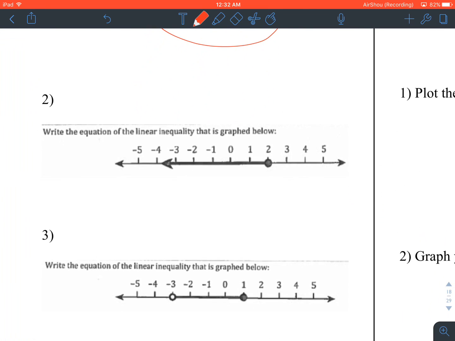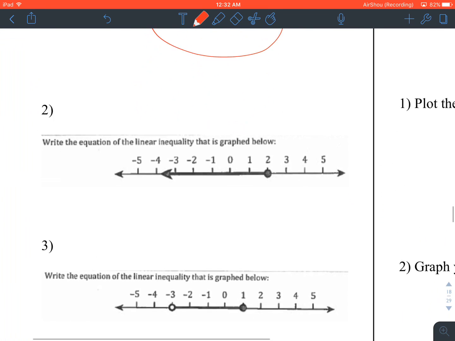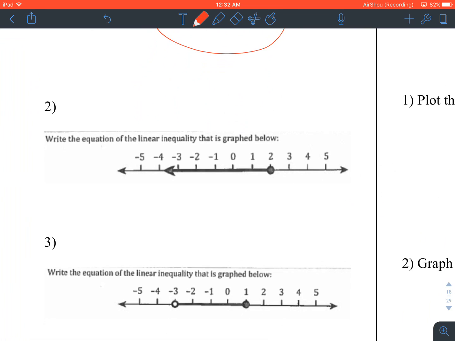Number 2, write the equation. Shouldn't really say equation. It should be inequality. Of a linear inequality that's graphed below. Here we're starting at 2. And it's everything less than that. So x is less than 2. It's a closed circle, so it's less than or equal to. So any number that's less than or equal to 2 would follow this thing here that's darkened in.